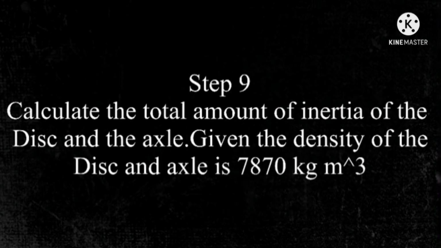And then calculate the total moment of inertia of the disc and axle, given the density of the disc and axle is 7,870.